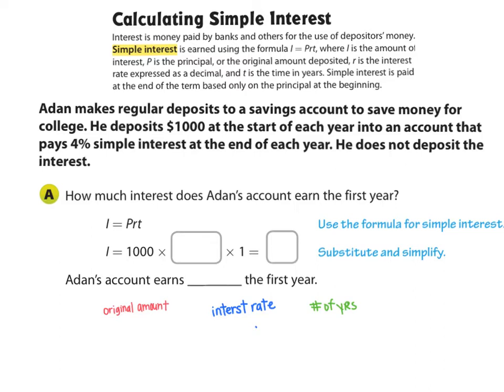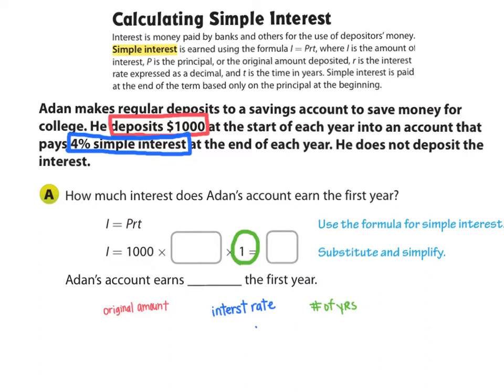So the things we need to go back and look at in the story problem are the original amount that he started with and the interest rate. And right now, it's only talking about 1 year. So if we want to know how much interest he earns in only the first year, year 1, we are going to use our formula to find out the interest. So capital P means the principal.